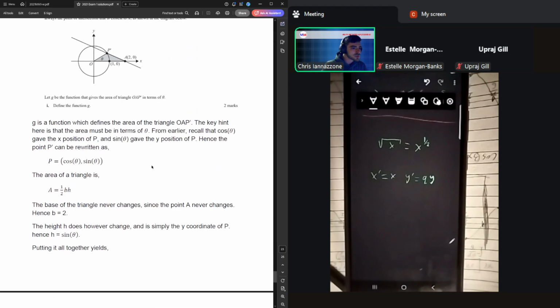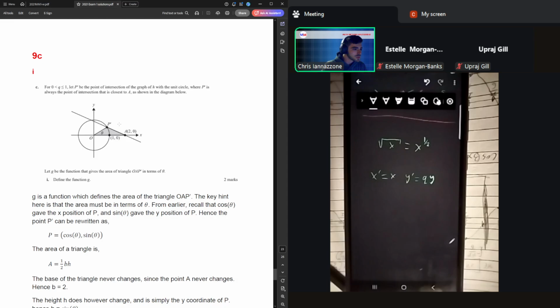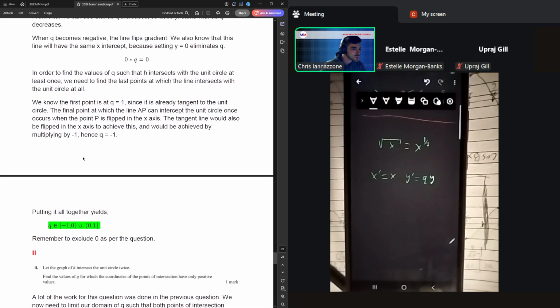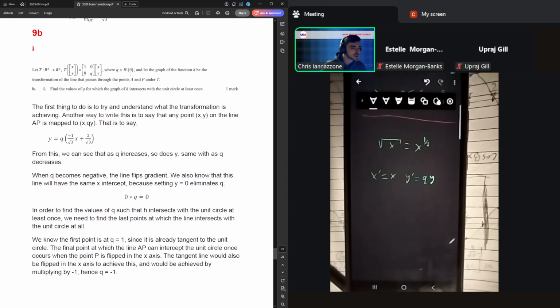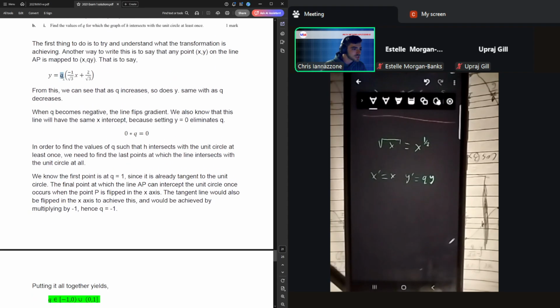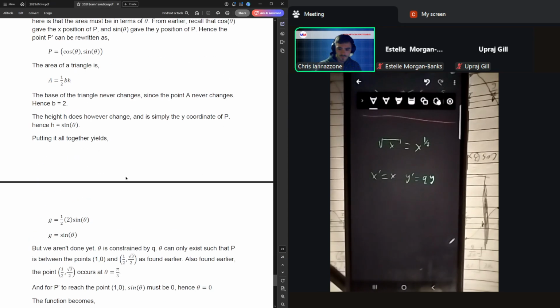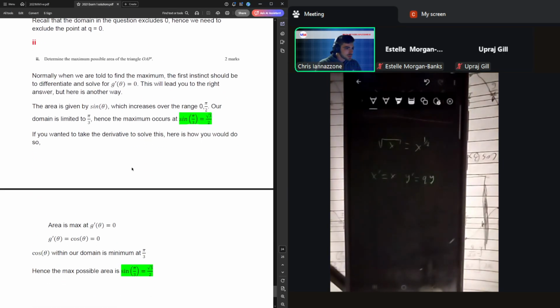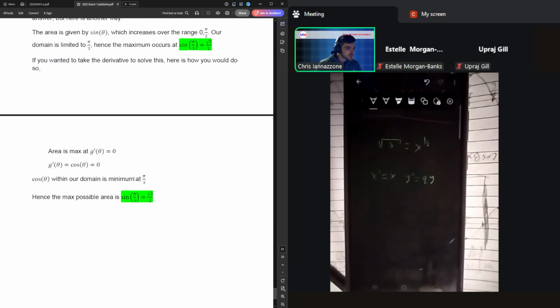I've excluded theta 0 because 0 as Q is excluded. So theta 0 would mean a horizontal line, but the only way you get that horizontal line is if Q is 0, right? So if you remember, Q was not allowed to be 0. If you chuck that in there, you would get a horizontal line. Cool, that's that. We're about to hit time, so I'll just sort of flow through this one.